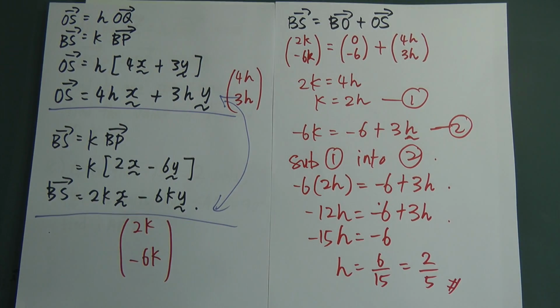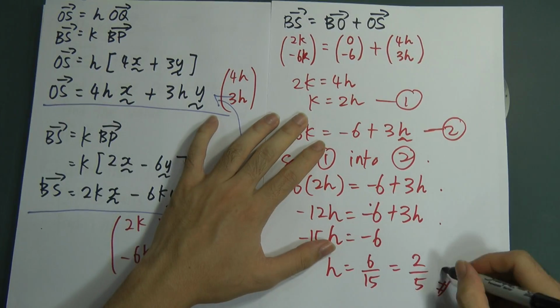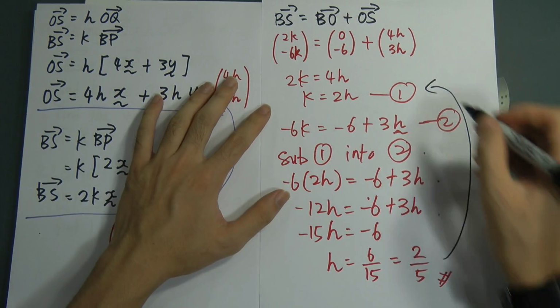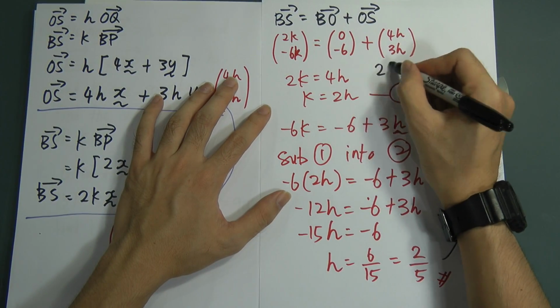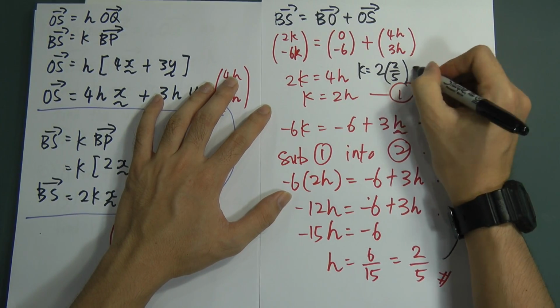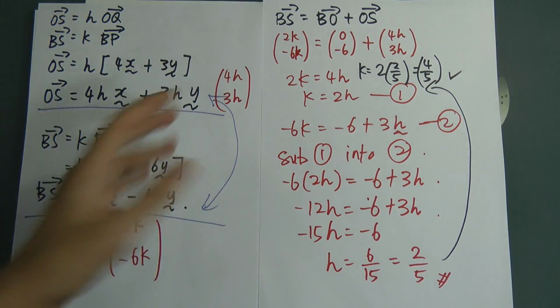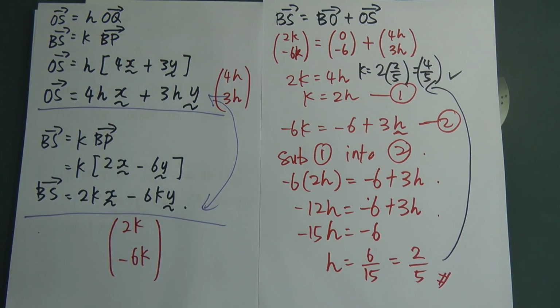So I got the h. After I got h, I substitute back to the first equation. So 2h becomes 2 multiplied by 2 over 5, so k equals 4 over 5. Got the k. So h and k, because what is the question asking for? The question asks you to solve and find what h is and what k is.